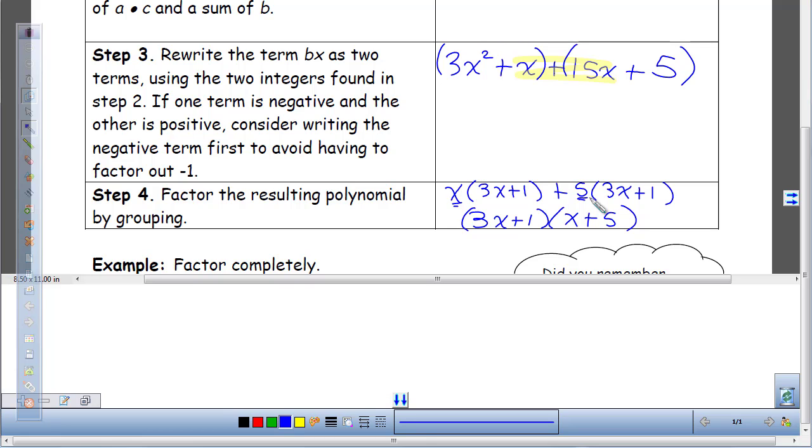We factored them out, right? Because we have here two large terms. This is one term and this is another. What do they have in common? 3x plus 1. So we factored that off, and what's left was x plus 5.